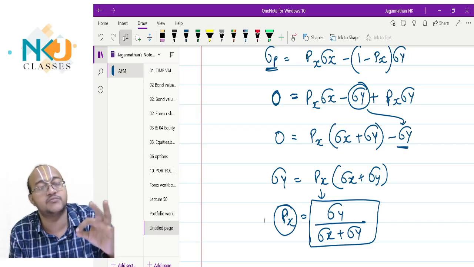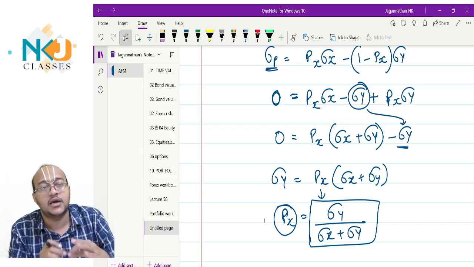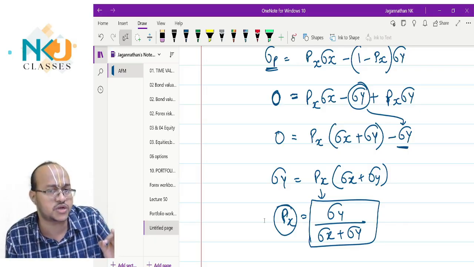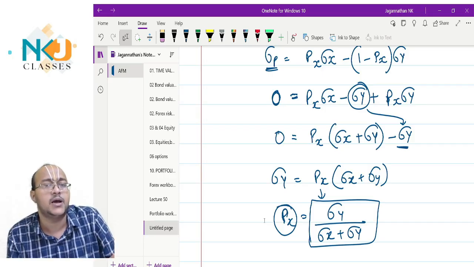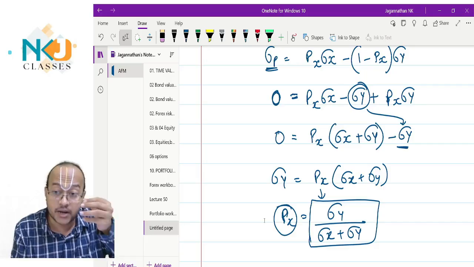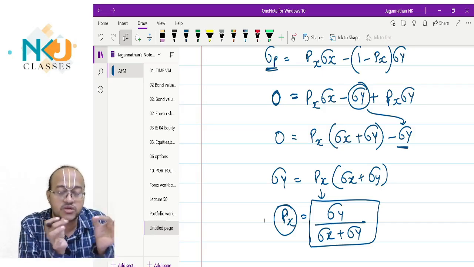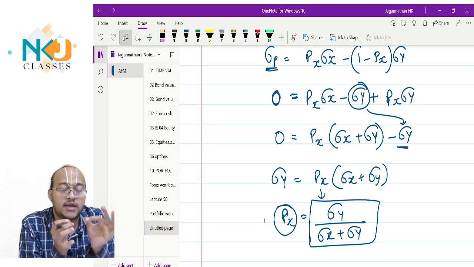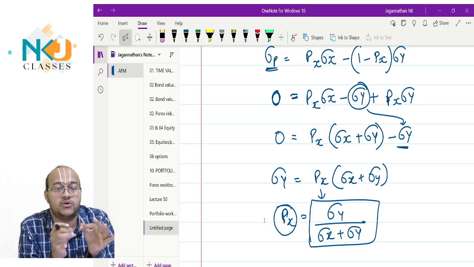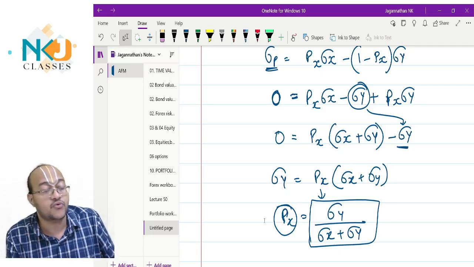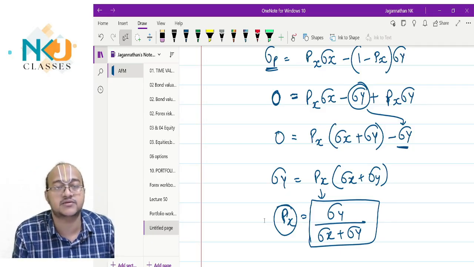So assume there are two securities x and y. If the correlation is different, never forget about it. If the correlation of those two securities is different, you can never bring the portfolio risk to 0. Forget about it. But what I am telling is, if the correlation is perfectly negative between two securities, we can construct a portfolio by investing in x and y in such a proportion that the portfolio becomes risk free. We can bring the risk to 0.